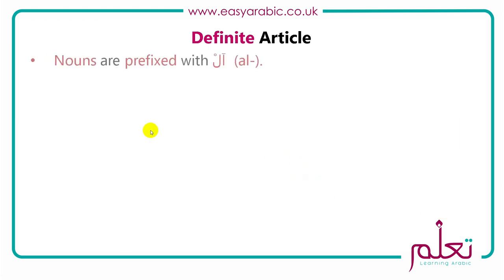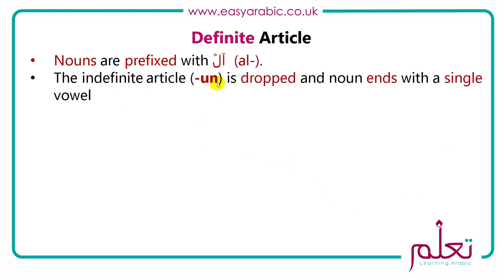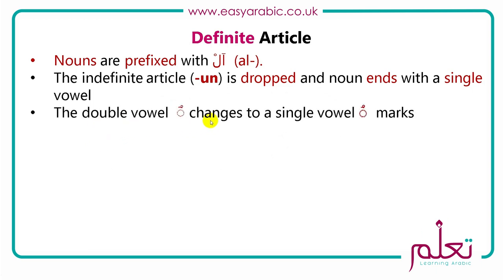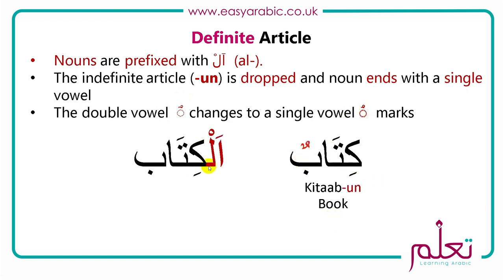In short, nouns are prefixed with al, the indefinite article n is dropped, and the noun ends with a single vowel, and the double vowel changes from a double form to a single form. So here we go. Kitabun, which is book, becomes al kitabu. It changes to a single form, and the al is prefixed.